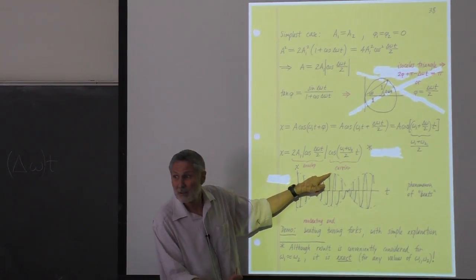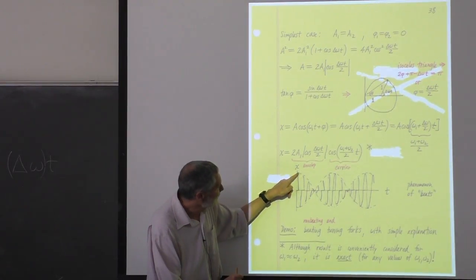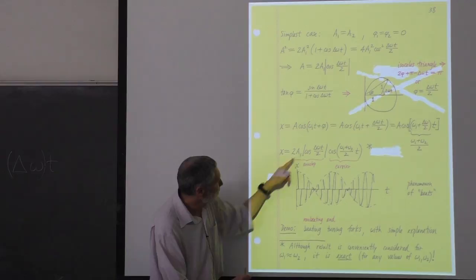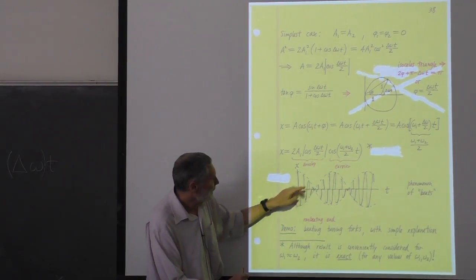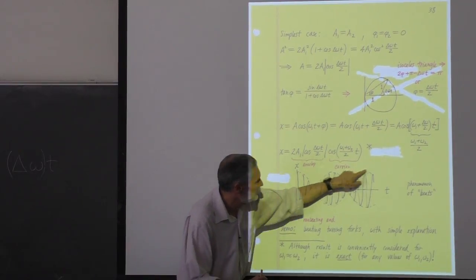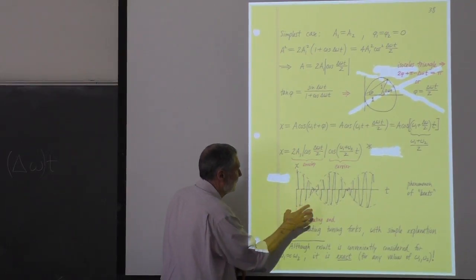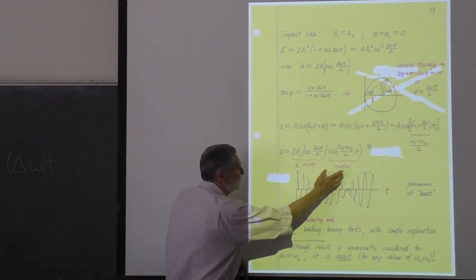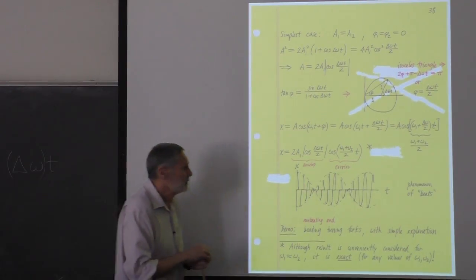The absolute value here looks like this, and that's going to dictate what it does down here. So usually people just draw the cosine here. This is without the absolute value. This is the envelope. This is often called the carrier. It's the faster frequency. It's the mean of the two frequencies.